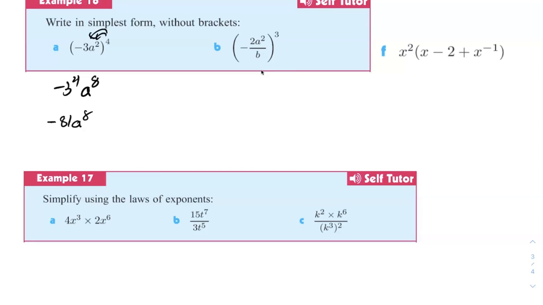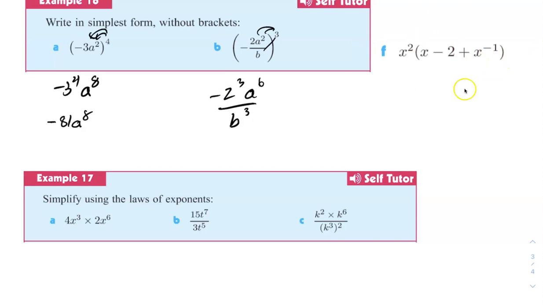Over here, same concept. Again, notice it's not a binomial, it's a monomial. So you distribute this 3 to everything. You get 2 to the 3rd, negative stays, it's an odd power, so you get to keep the negative, a to the 6, b to the 3rd. That's all I could do there.